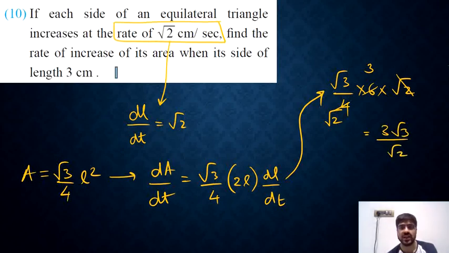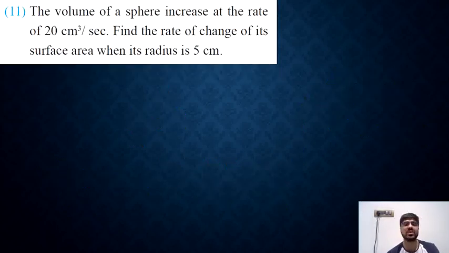And that's the rate of increase of surface area. We need to write proper units. Because it is surface area, we need to say centimeter square per second. So the surface area is increasing at the rate of 3 root 3 divided by root 2 centimeter square per second. That's the answer for your 10th sum, and we go ahead with the 11th one.